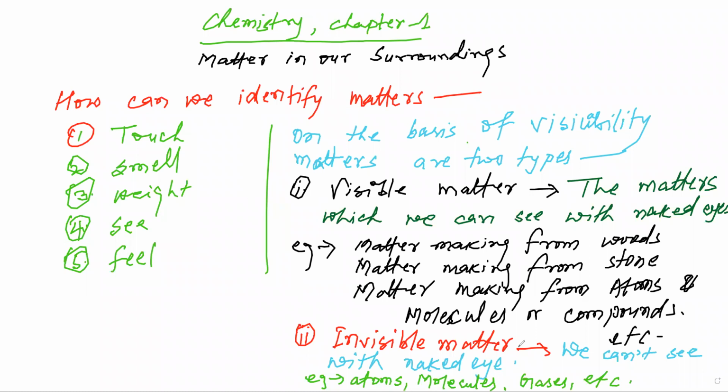So these are some examples on the basis of visibility. I told you which are visible matter and which are invisible matter. With the help of a microscope we see the particles of atoms, molecules, gases, ions, etc. These are the invisible matter.